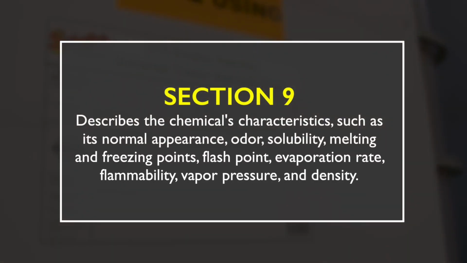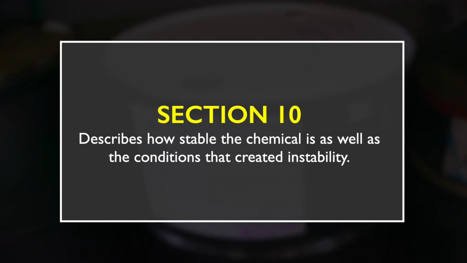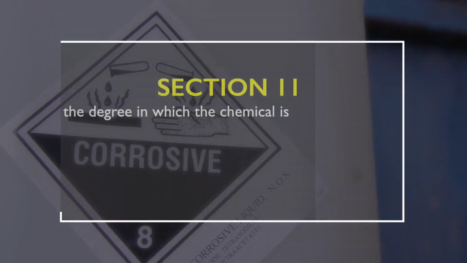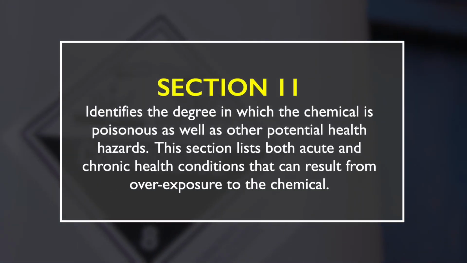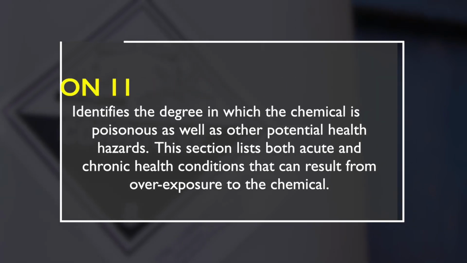Section 9 describes the chemical's characteristics, such as its normal appearance, odor, solubility, melting and freezing points, flash point, evaporation rate, flammability, vapor pressure, and density. Section 10 describes how stable the chemical is, as well as the conditions that create instability. Section 11 identifies the degree to which the chemical is poisonous, as well as other potential health hazards. This section lists both acute and chronic health conditions that can result from overexposure to the chemical.